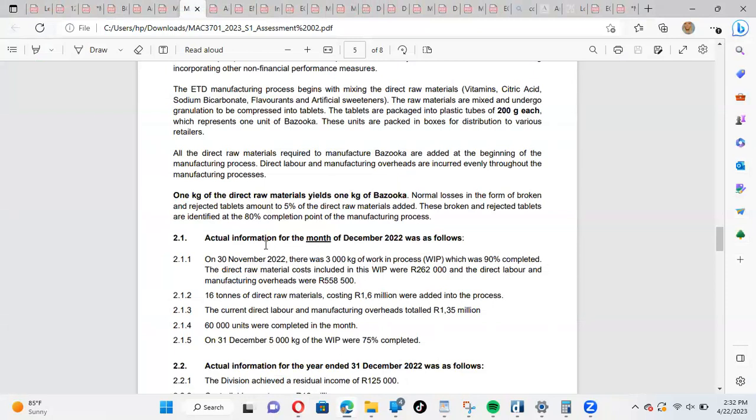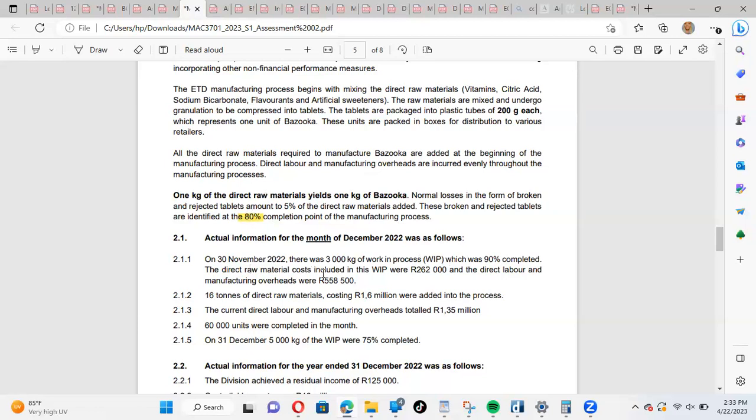So if the point of normal loss is at 80%, by the end of the year we need to check which ones of those have gone through 80%. In other words, have undergone the normal loss process. So we specifically want to watch out for the opening and the closing inventories, whether or not they have passed this 80% mark.